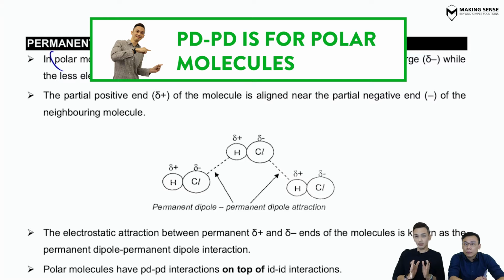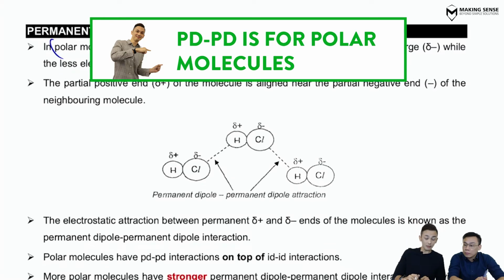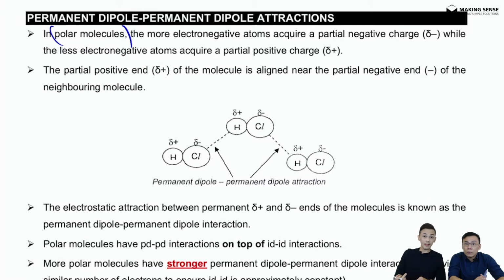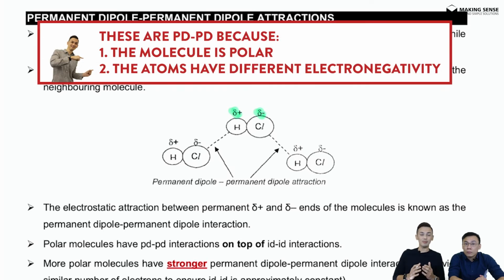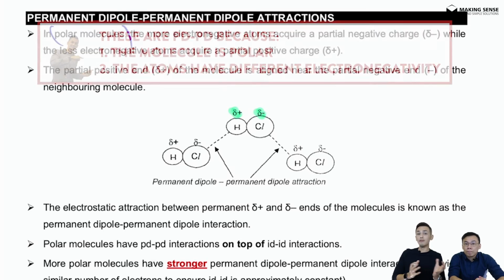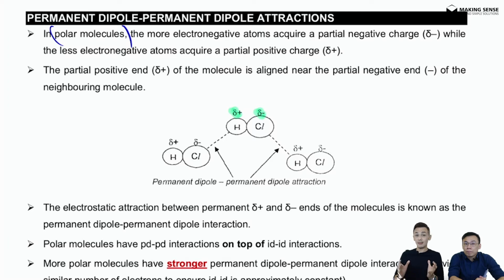If you take a look at your notes, we went through an example with you previously on HCl. If you focus on H versus Cl, the delta plus and the delta minus are going to be permanently there, because chlorine is always going to be more electronegative. So the HCl molecules position themselves such that the delta minus of one molecule is aligned next to the delta plus of a neighboring molecule. And they will have this permanent dipole interaction between them.